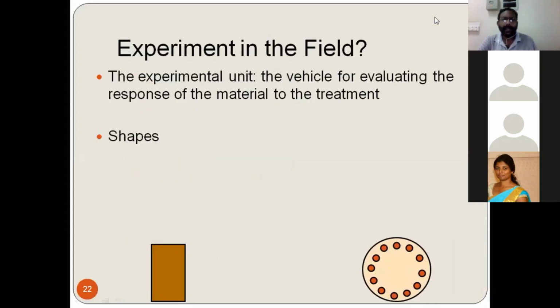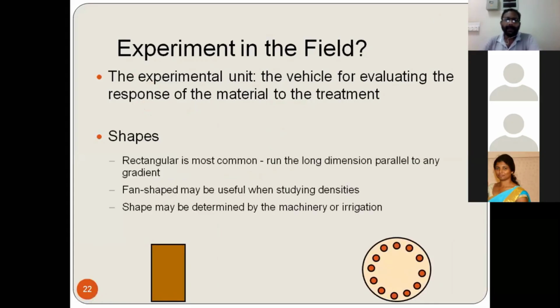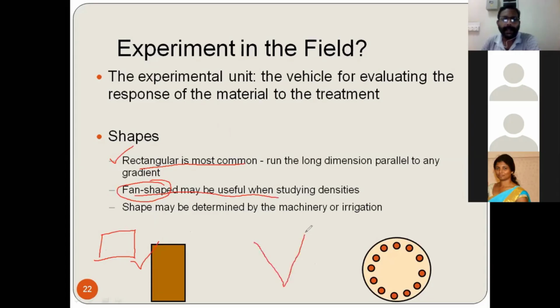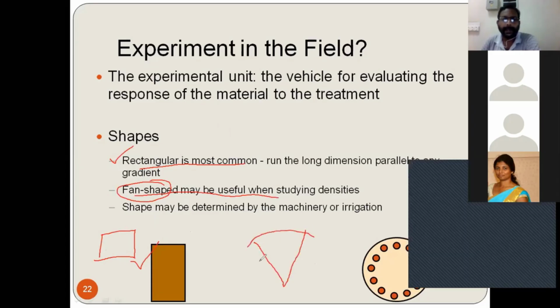This experimental unit can have any shape. The one in the middle is missing, I will explain it. First one is a rectangle. This is the most common one. You can have a square shape, that is also possible, right? Rectangle or square type. The second type is called fan shape. Fan shape means you can draw it something like this.